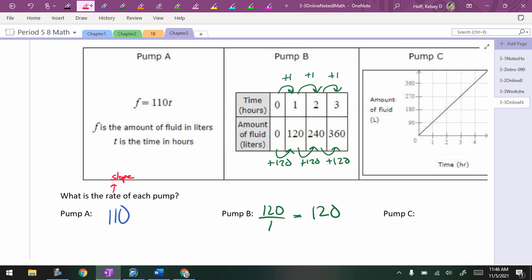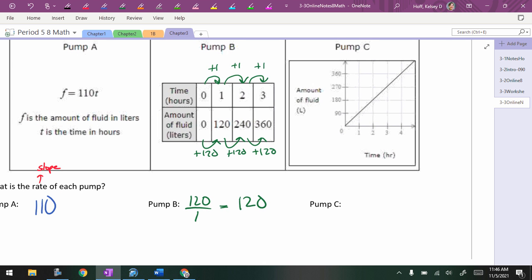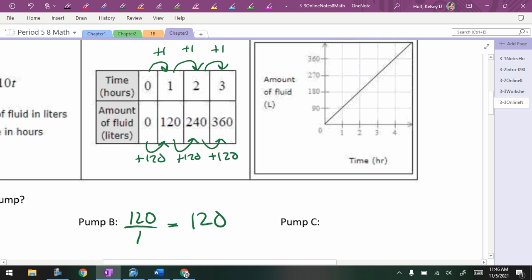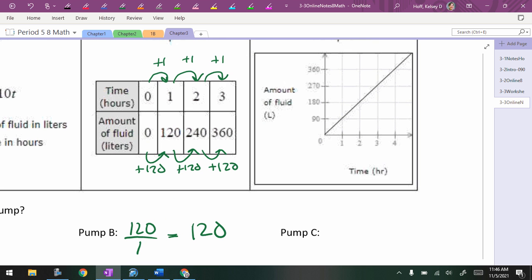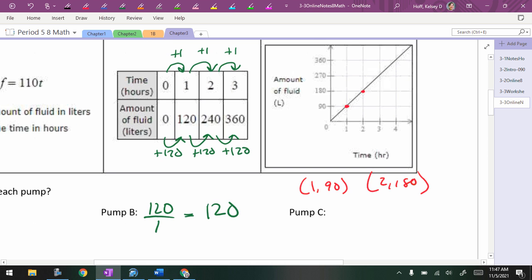Pump C, you're given a graph. The easiest way to find the slope on a graph is to find points on that line. Somebody who has not answered, give me a point that is on that line. That's a perfect point. Very good. 1, 90. How about a second point? 2 and 180. Now we get to use our slope formula, reminding ourselves x, y, x, y.